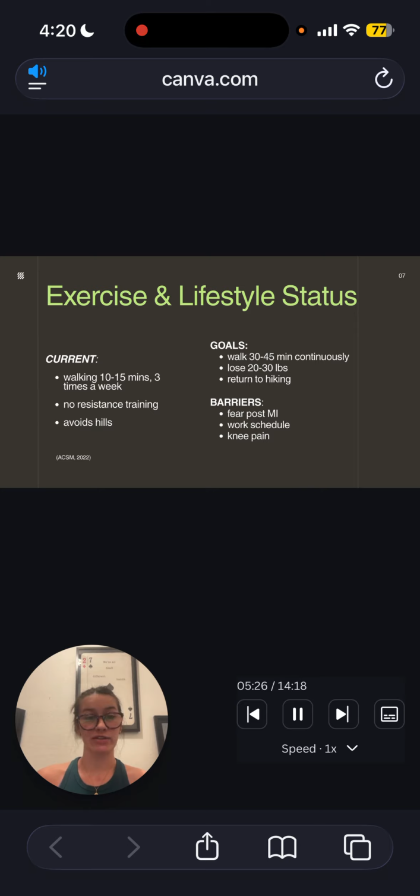Exercise and lifestyle status. Like I mentioned earlier, he's currently only walking about 10 to 15 minutes at a time, about 3 times a week. He does no resistance training and he avoids hills due to his knee osteoarthritis. His goals that we've talked about are getting up to about 30 to 45 minutes of walking continuously without breaks, and we want to get that up to 5 days a week.